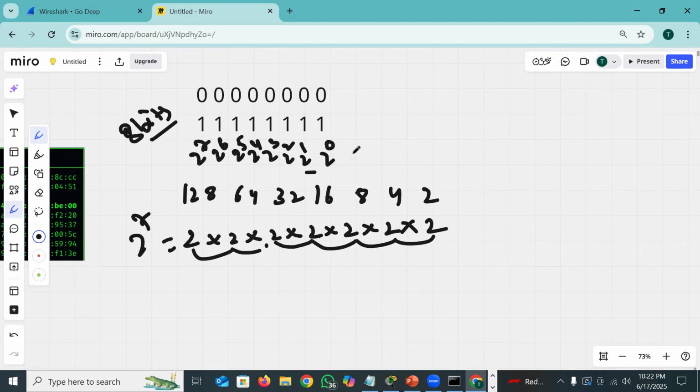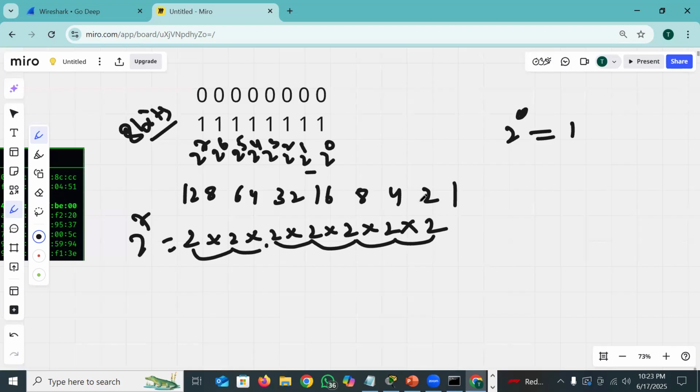And what is the value of 2 to the power of 0, guys? What is the 2 to the power of 0 value? Anyone, please? Okay. Anything to the power 0 is always 1. Make sure of that.